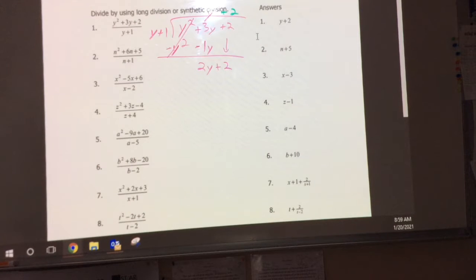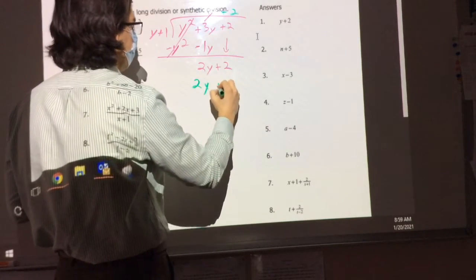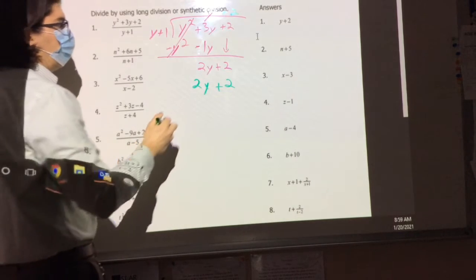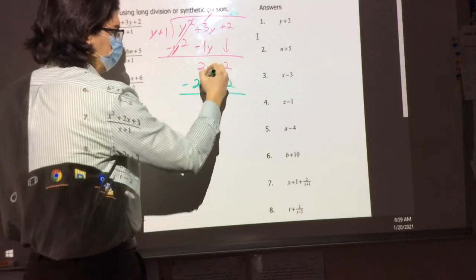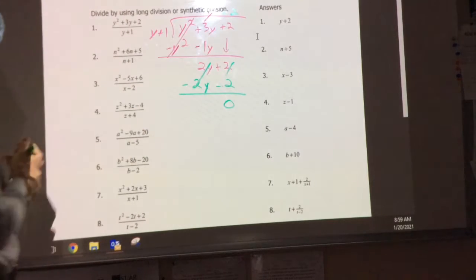All right, Stephen, what's next? Multiply 2 times y and 2 times 1. Yep, so that's going to give me 2y plus 2. Are we okay there? AJ, what do I do now? Subtract. Subtract, so both of these become minus. These cancel, I'm left with 0. My final answer for number 1 is just y plus 2.